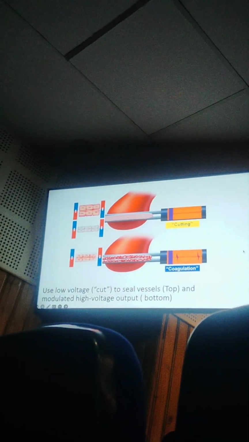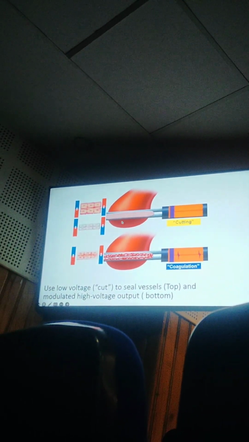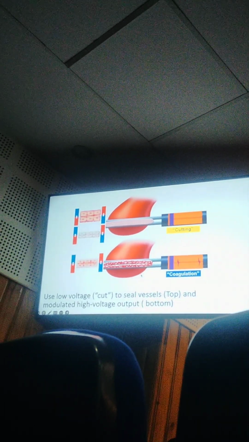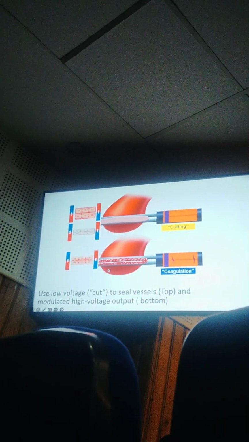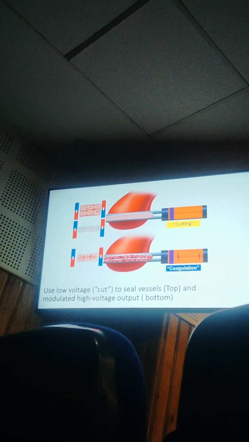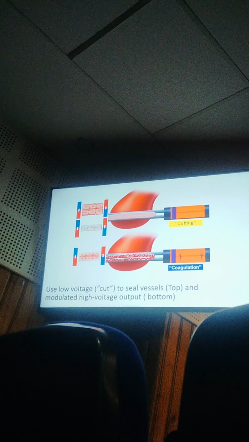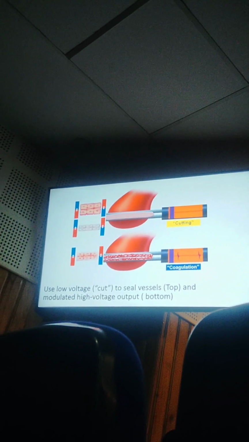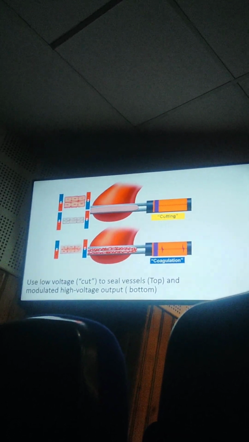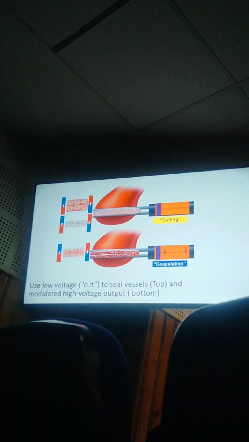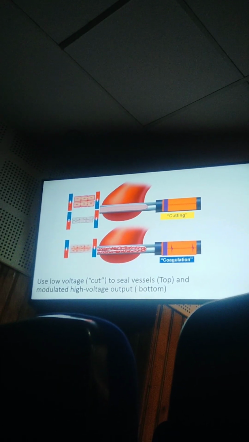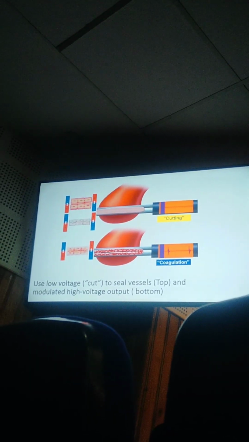So this is again the same thing. If we use the cutting mode, there will be a smooth homogeneous effect in the tissue, whereas in a coagulation mode, there is an inhomogeneous effect, and we know why, because the flow of current is intermittent, and there will be the effect of the first wave of current, second wave of current, the third wave, and so on. So for sealing a vessel, which one will be appropriate, cutting mode or coagulation mode? To seal a vessel, cut mode is better.